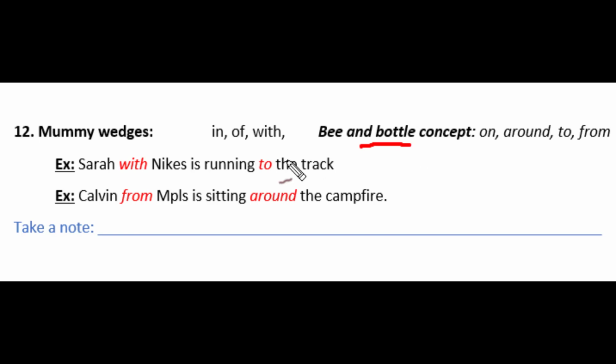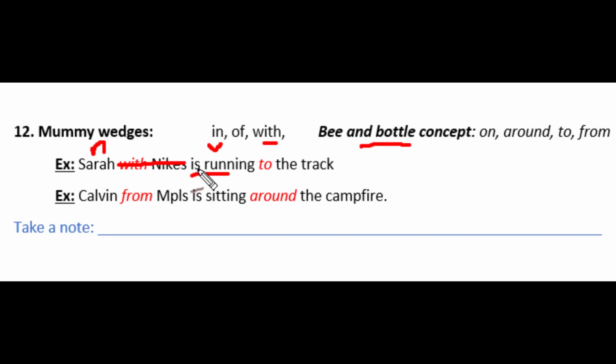All right. Let's go ahead and take a look over here. Here's our example. Sarah, that's our noun. And then it says is. That's our ghost verb, and our verb is running, all right? So what do we do? We separate the noun away from the verb, all right? The word with is mummy wedges level 1, all right? We can cross it out, with Nikes, all right? Now let's read the sentence. Sarah is running to the track, all right? Does that make sense? Here's the noun, here's the verb.